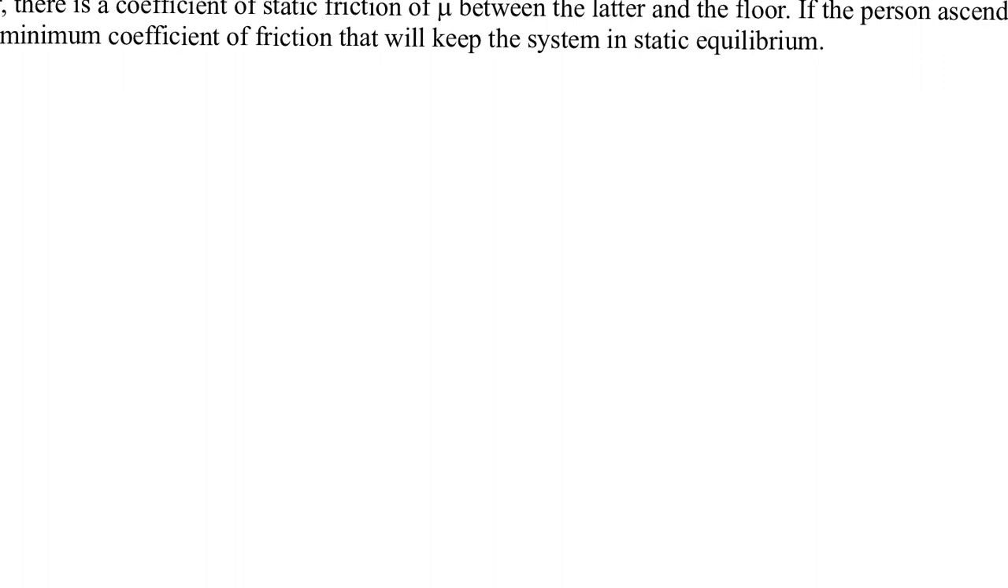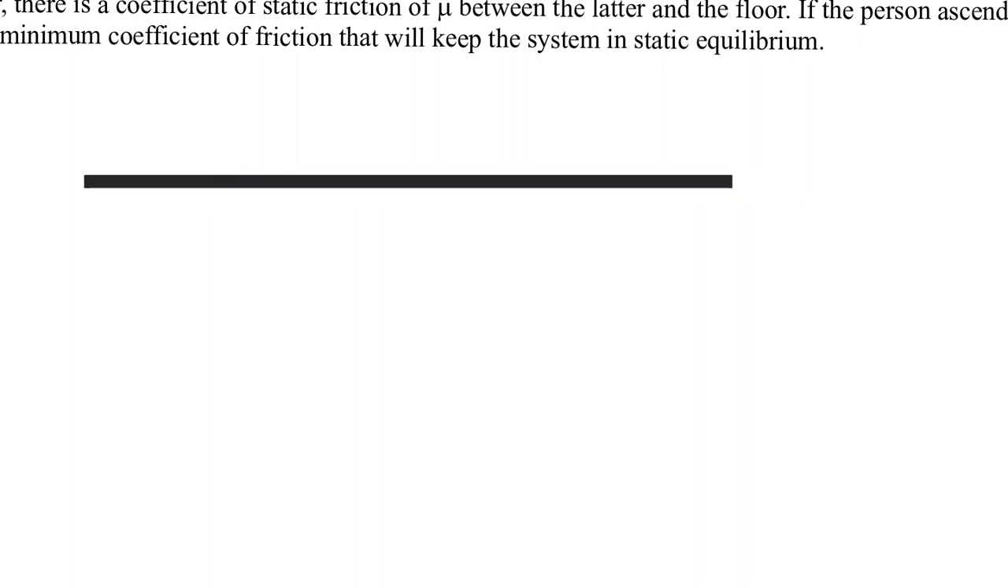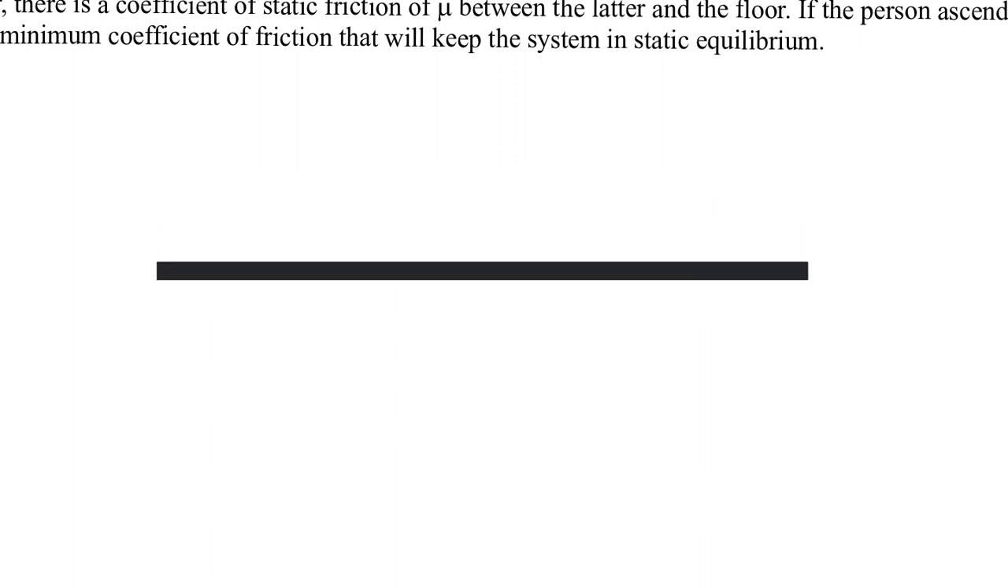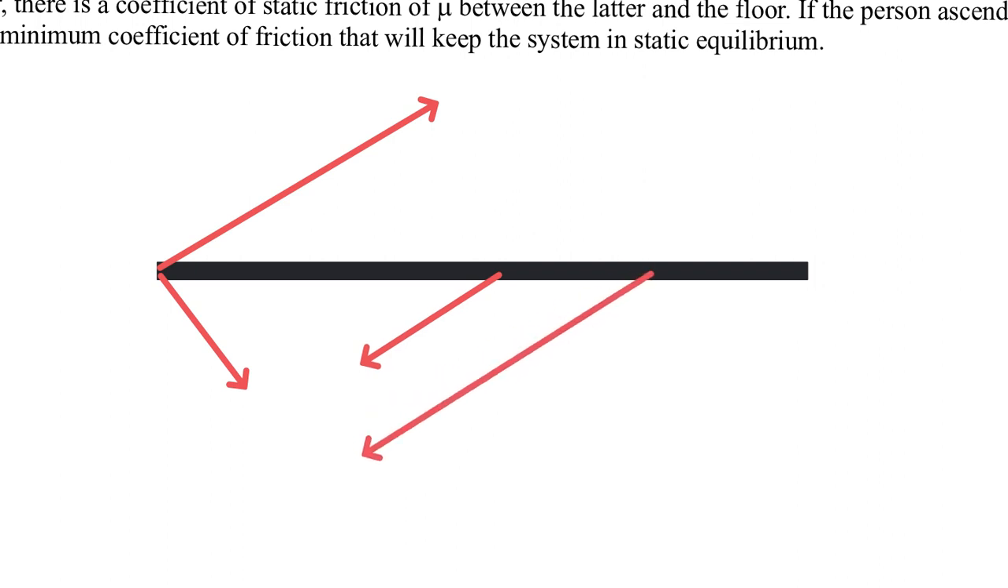I'm going to redraw the ladder for just a minute. This is to aid us with figuring out some of the directional stuff. Here's our ladder. It's experiencing the forces we just talked about. Normal force from the ground, frictional force from the ground, weight of the ladder, weight of the person, normal force from the wall. All good? Where do you want to put the pivot point?